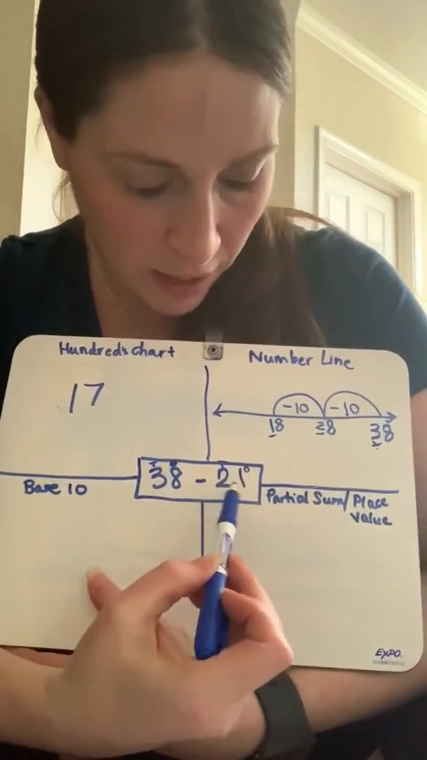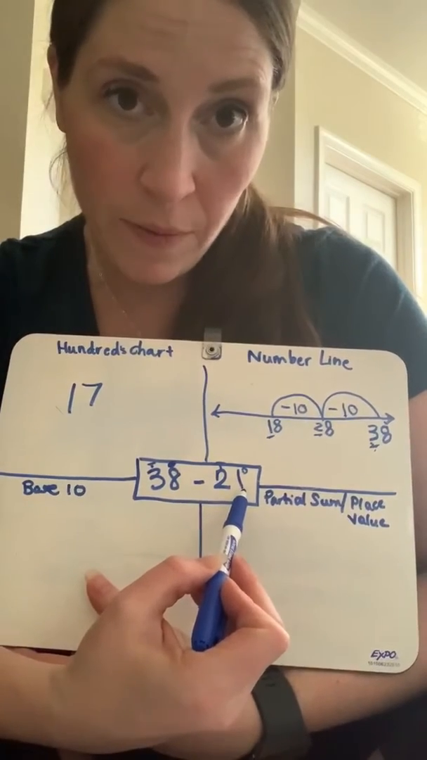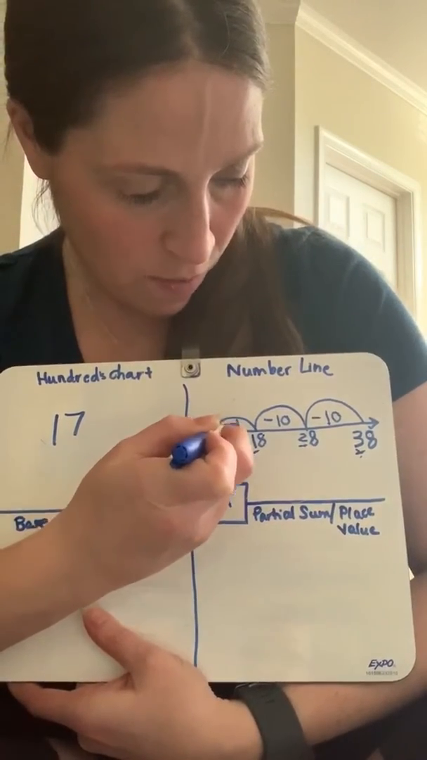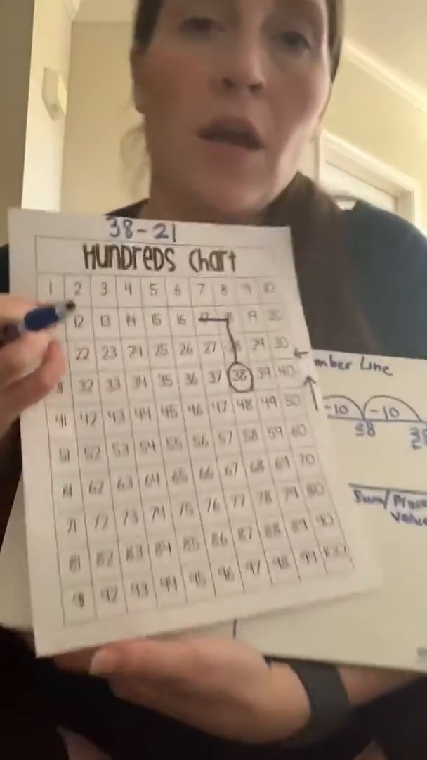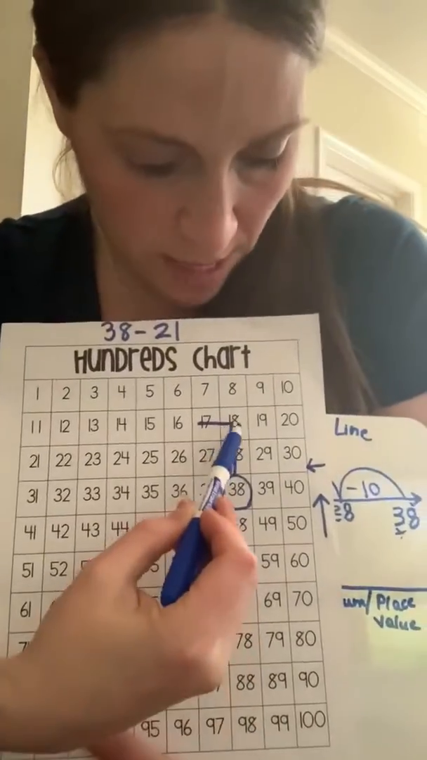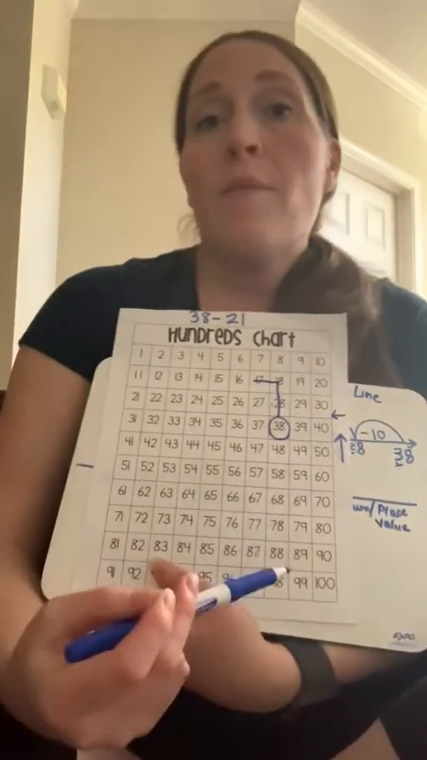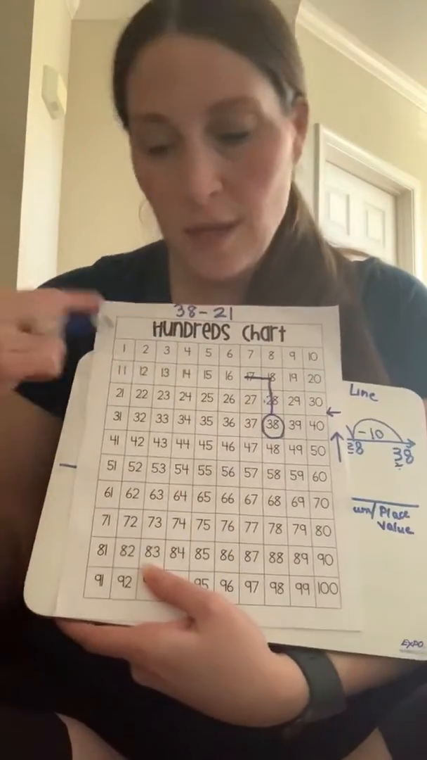Okay, so then looking back at 21, we still have to make a jump of 1. So we're going to make our jump minus 1. You can go back and look at your hundreds chart. If you have 18 and you take 1 away, you're now at 17. Or you can count backwards, 18, 17.